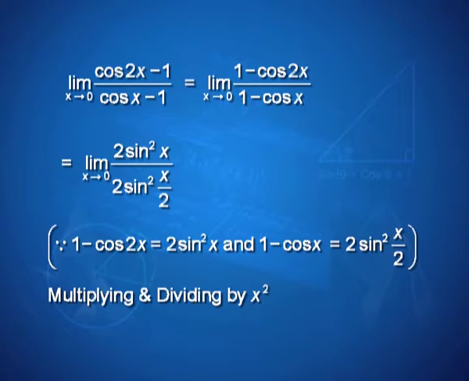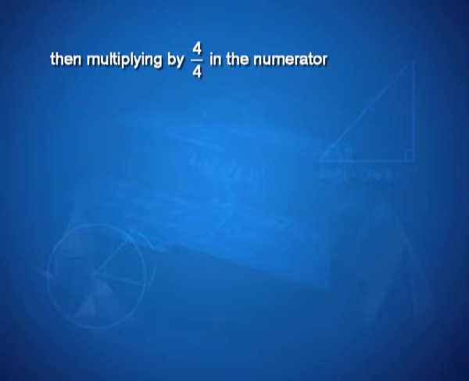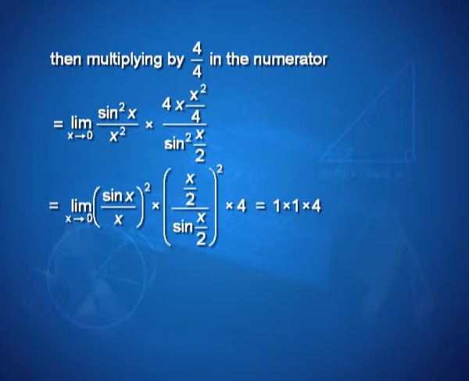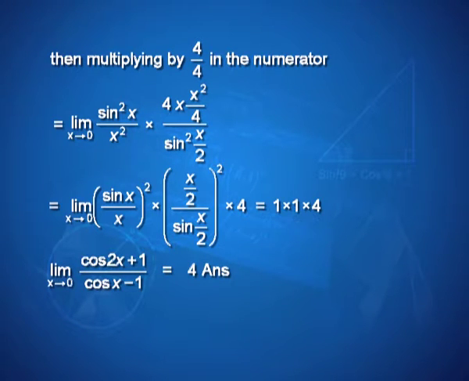Now, multiplying and dividing by x² and then multiplying by 4 upon 4, in the numerator we have limit of (sin² x upon x²) into 4 into (x²/4) upon sin²(x/2) as x tends to 0, which can be rewritten as limit of (sin x upon x)² into (x/2 upon sin(x/2))² into 4, that is equal to 1 into 1 into 4, that gives us 4 as the answer.